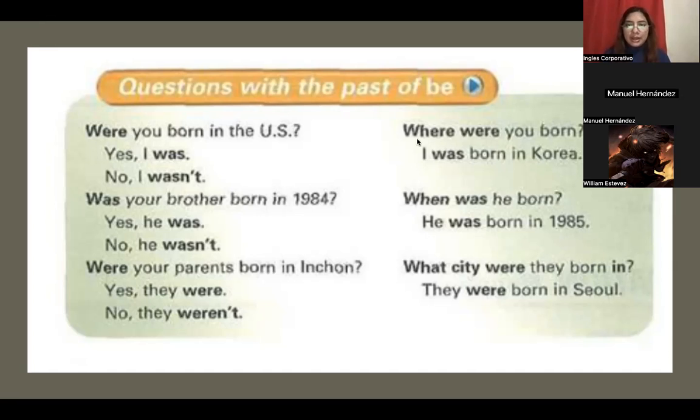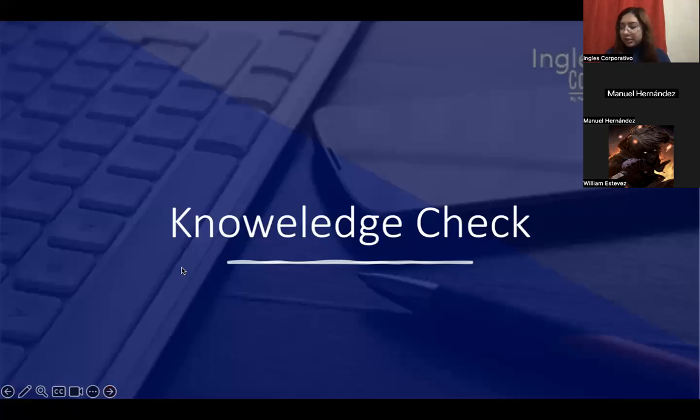Así como pueden ver acá. Where were you born? I was born in Korea. Entonces estamos dando más información. Siempre recuerden, estamos utilizando was and were, o was not o were not. Este es el pasado de be, porque seguimos en el simple past tense. Es importante mencionar eso. So here we have a knowledge check. We are going to do the knowledge check, pero vamos a esperar que se incorporen los demás. Entonces vamos a continuar y luego vamos a regresar al knowledge check, okay?